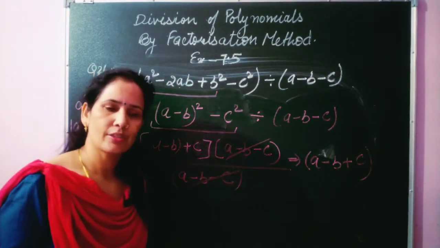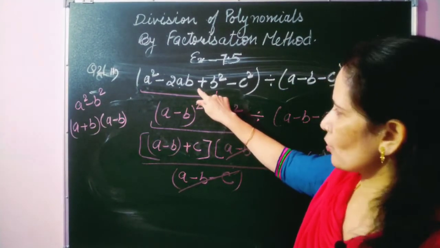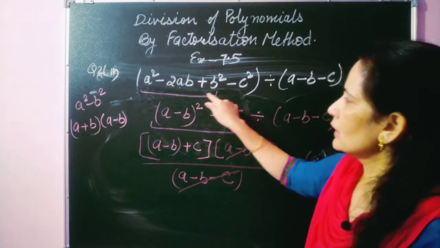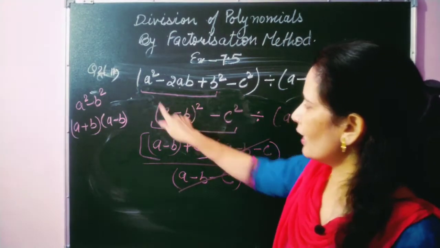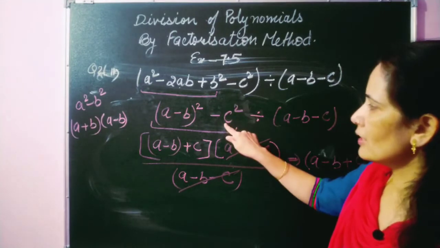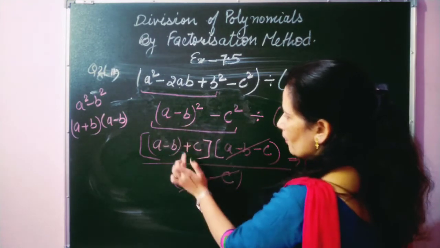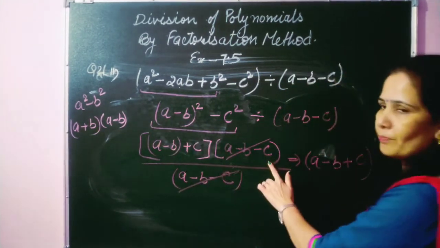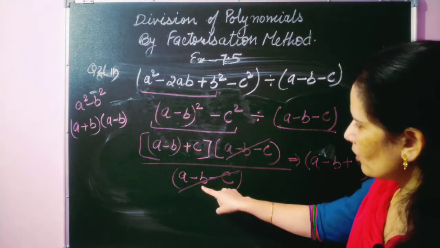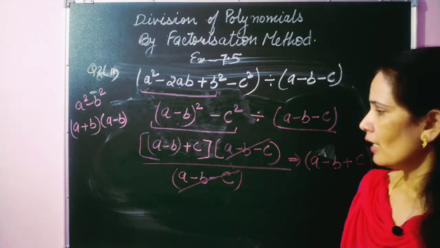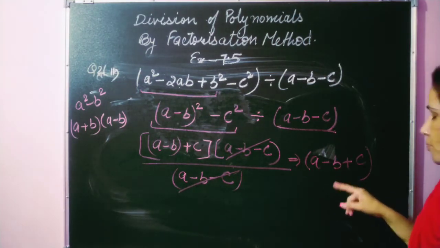I am going to repeat this question again. In the second part, they have given us a square minus 2ab plus b square. As we observe, this is the expanded form of our identity (a minus b) whole square. So instead of the expanded form, I have written (a minus b) whole square, then minus c square. Now it becomes the form a square minus b square, so (a plus b)(a minus b). Then we observe the divisor they have given is a minus b minus c. So a minus b minus c cancels out with a minus b minus c, and the quotient is a minus b plus c.